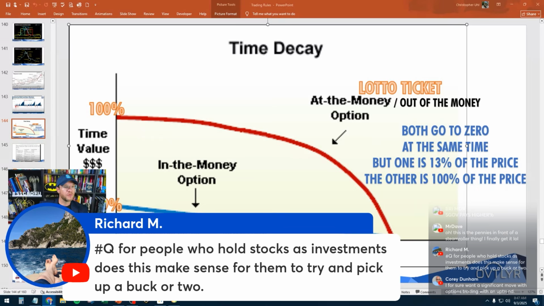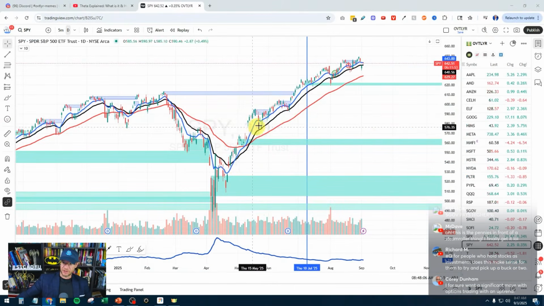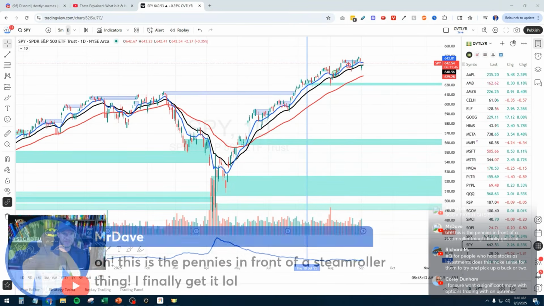Question from Richard. For people who hold stocks as investments, does this make sense for them to try and pick up a buck or two? I mean, it's up to you, right? If you're holding a stock for the long term, having no intention of selling, have nothing else to do, then selling covered calls makes sense. But if you are trading with the trend, if you're using the data to know when to get into a stock and out of a stock, then it doesn't make a lot of sense.